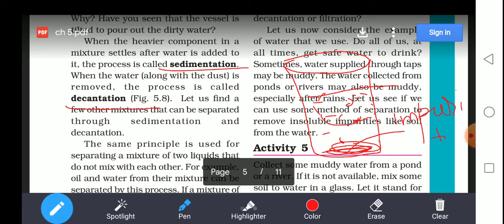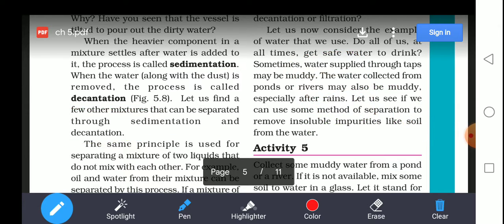So which is lighter? Oil is lighter, its density is less, therefore it will float on the water. That can be separated by the process called decantation. So here, if you mix oil and water, they can be separated by the process called decantation. So remember this: sedimentation and decantation.